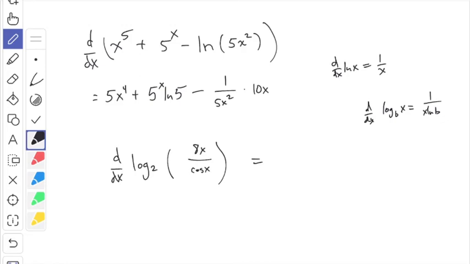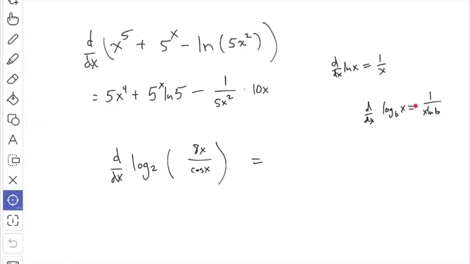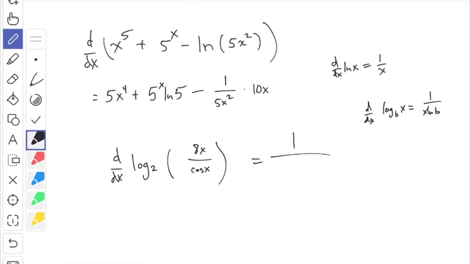How do we plug directly into this formula? You just write this stuff, where instead of x, you use all of that thing, 8x over cosine x. So what it looks like is 1 over 8x over cosine x times ln of 2. This is what you get when you plug directly into that formula. Instead of x, I'm using 8x over cosine x, and instead of b, I have 2. And then I must multiply by the derivative of the inside.